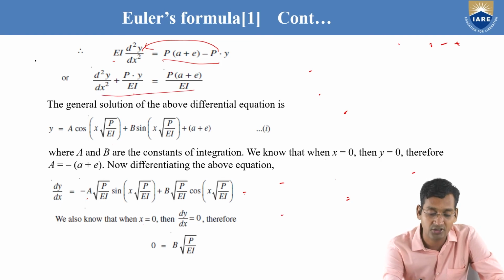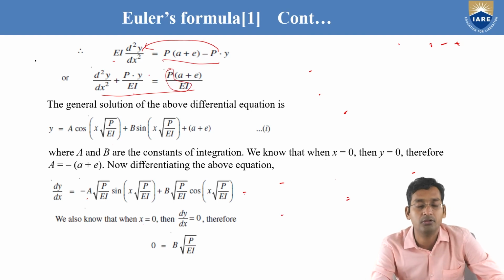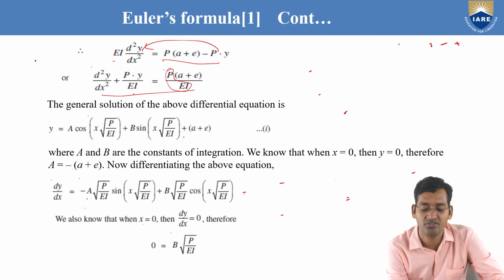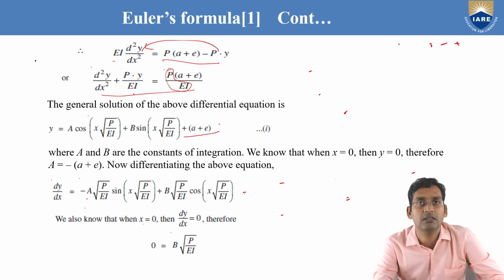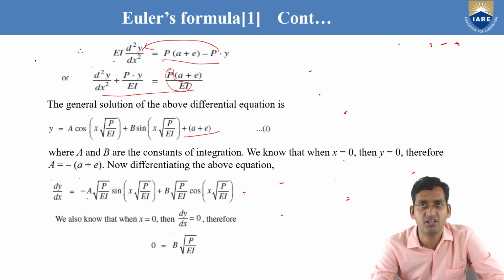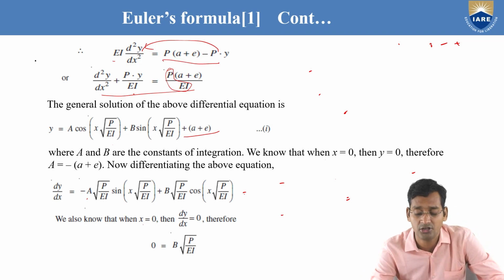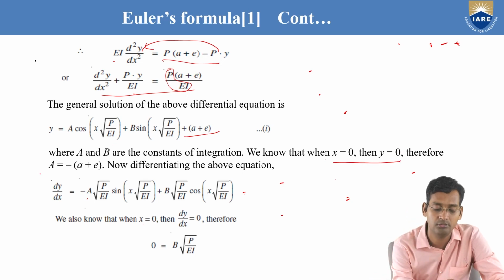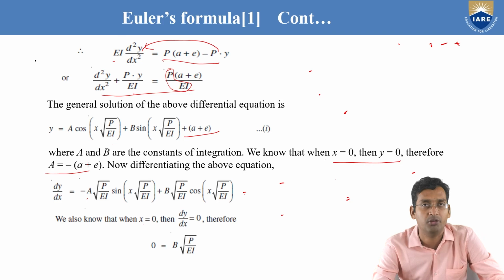Here, the general solution of this is this one, and as I already told, whatever the term excluding P by EI is there, just add that one. So here plus a plus e. Now apply the boundary conditions. Again, you have to apply three boundary conditions. First was at x equals 0, y equals 0. With this, you will get A equals minus of a plus e.